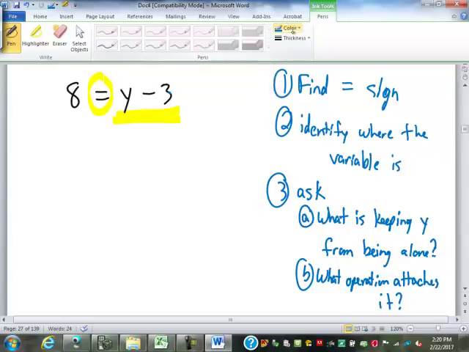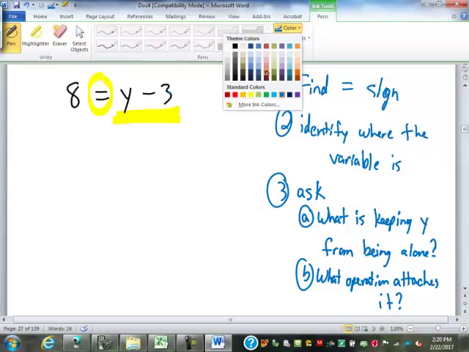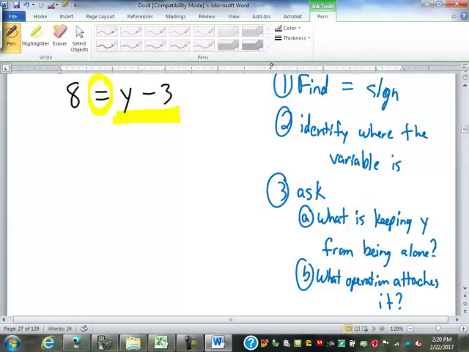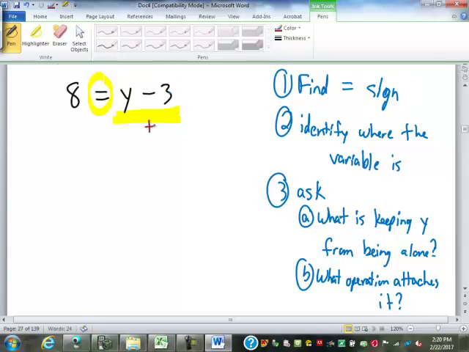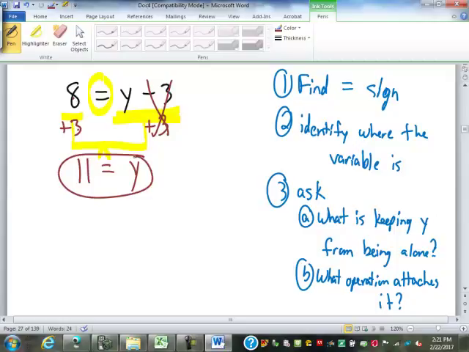So now we know this equation was built by subtracting 3. So to take it apart, we have to do the opposite. What's the opposite of subtracting 3? Adding 3. So adding 3 removes that piece, and we're left with y. Now, as we said before, because of that balanced scale, if we add 3 to one side, we have to add 3 to the other side. So we add 3 over here. 8 plus 3 is 11. So we get that 11 equals y, or y equals 11.